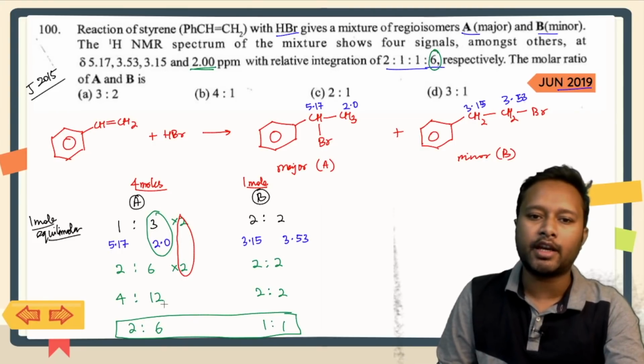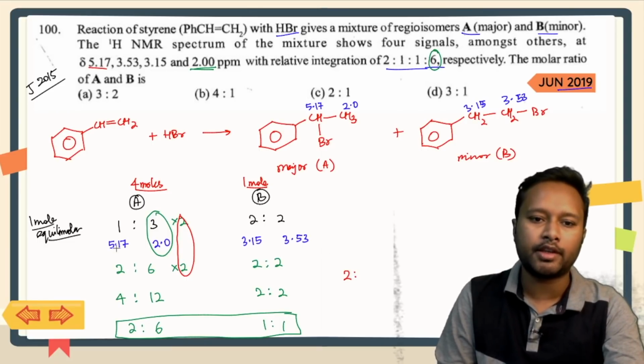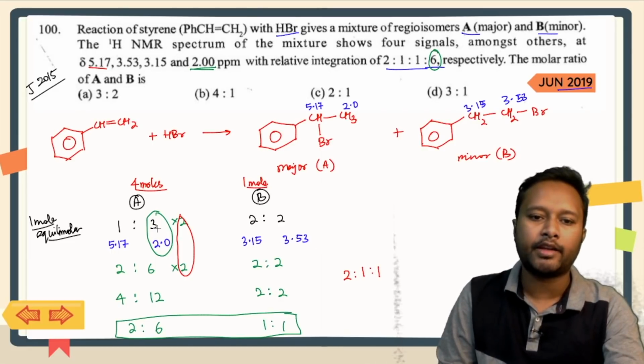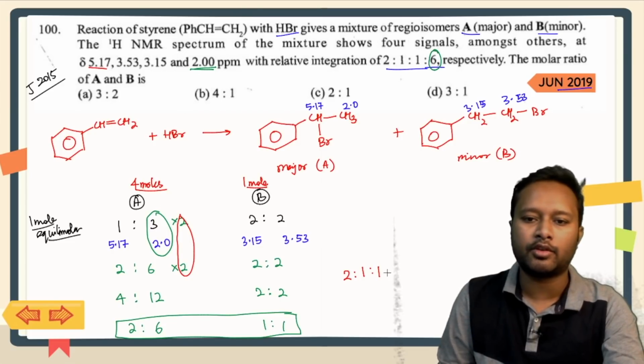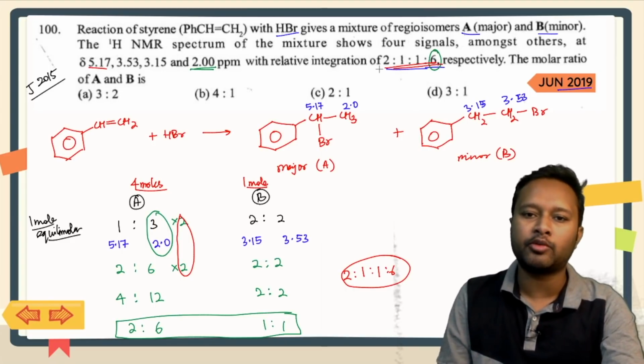Now if I arrange the ratios corresponding to the chemical shifts, I will get this value. So 2 corresponding to 5.17, yes, I got that. Then 3.53 should give me 1 only. Then 3.515 is again going to give me 1 only, and then this 2.00 is going to give me 6, and that is the value which was given to me in the question. So that's how I have solved the question, and that's how I approached it.